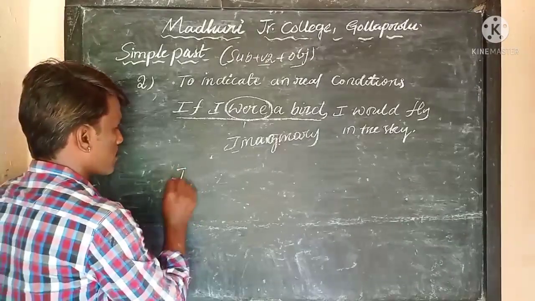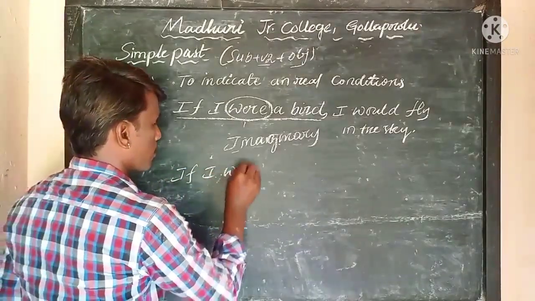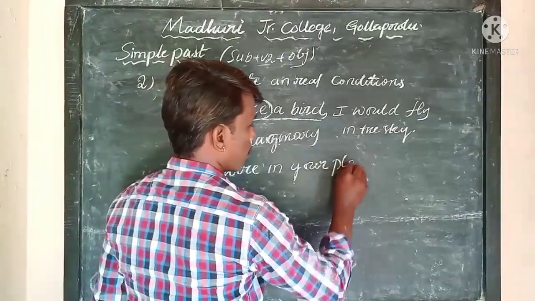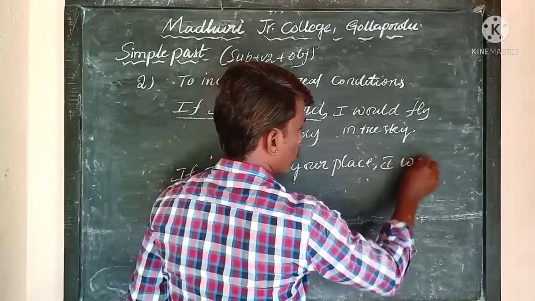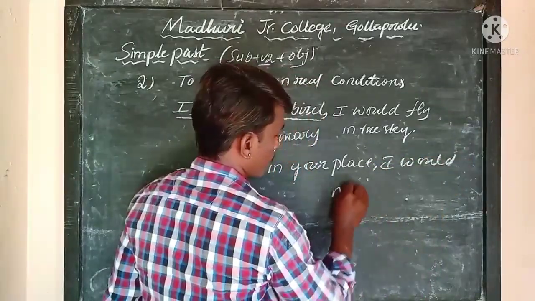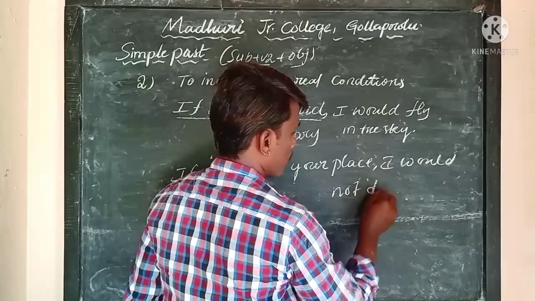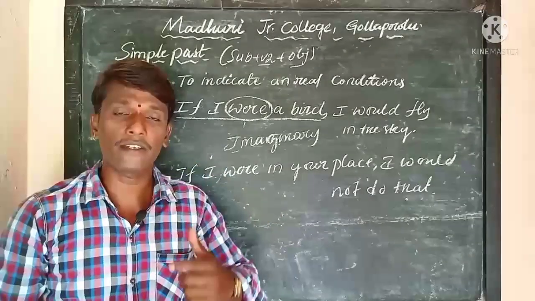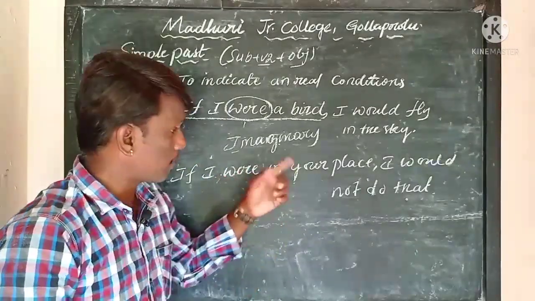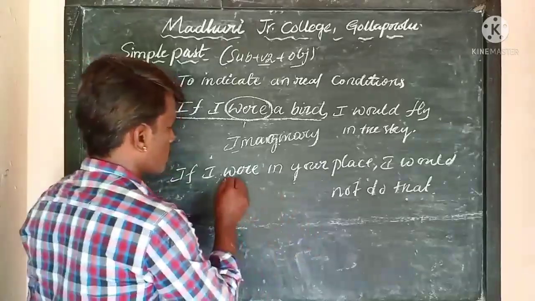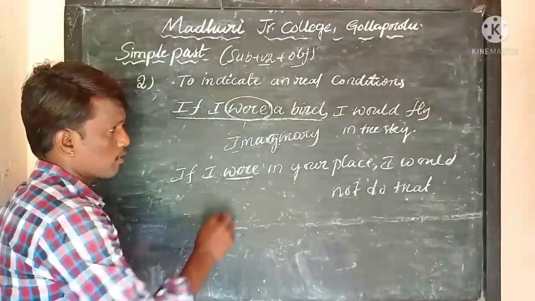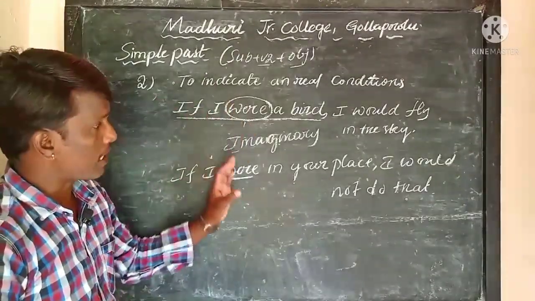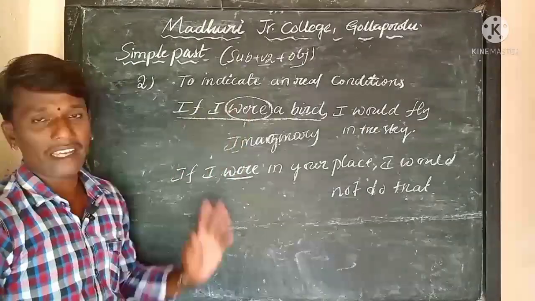Another example, see, if I were in your place, I would not do that. See, this is also, if I were in your place, I would not do this. So this is also a past action, simple past tense. This is also one way to indicate simple past tense. Simple past tense can be used in unreal conditionals also.